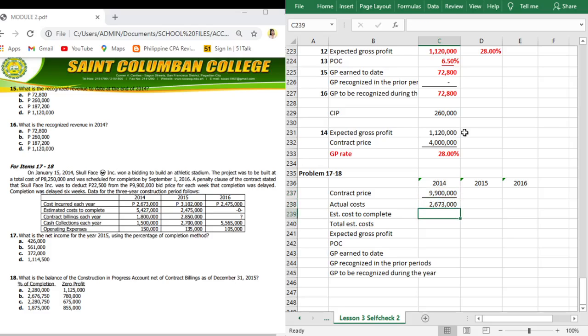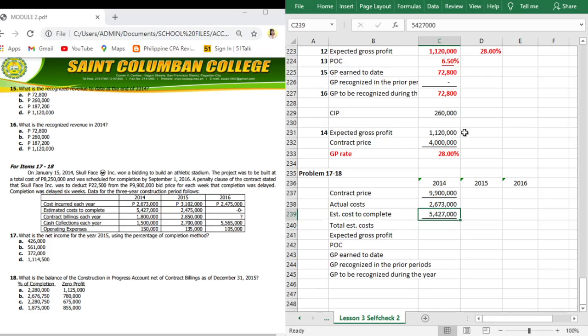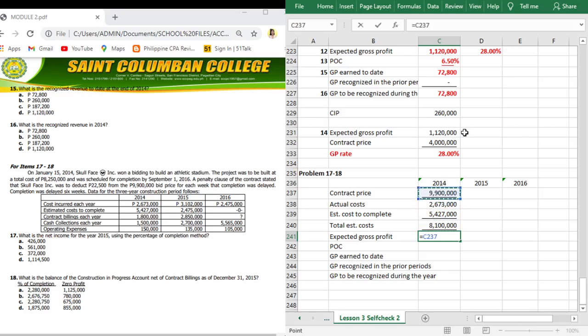Well, the estimated cost to complete is 5,427,000. Then, you add the two to get the total estimated cost. So, the expected gross profit is 1,800,000. So, ang nabilin, contract billings, cash collections, and operating expenses. Let's compute for the percentage of completion. That is 33%.